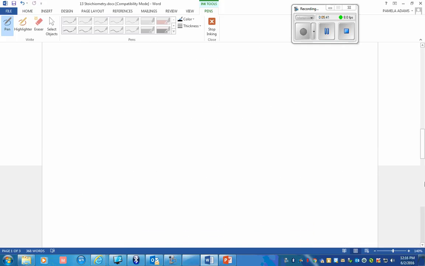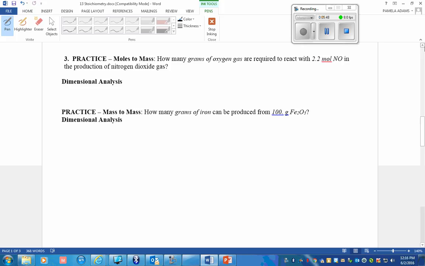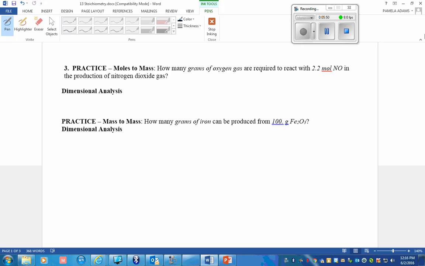Here is a practice problem for us. How many grams of oxygen are required to react with 2.2 moles of NO in the production of nitrogen dioxide gas? Well, we need to start out with a balanced equation. So we have NO plus O2 gas yields NO2. Balancing that would require me to put these coefficients in place.